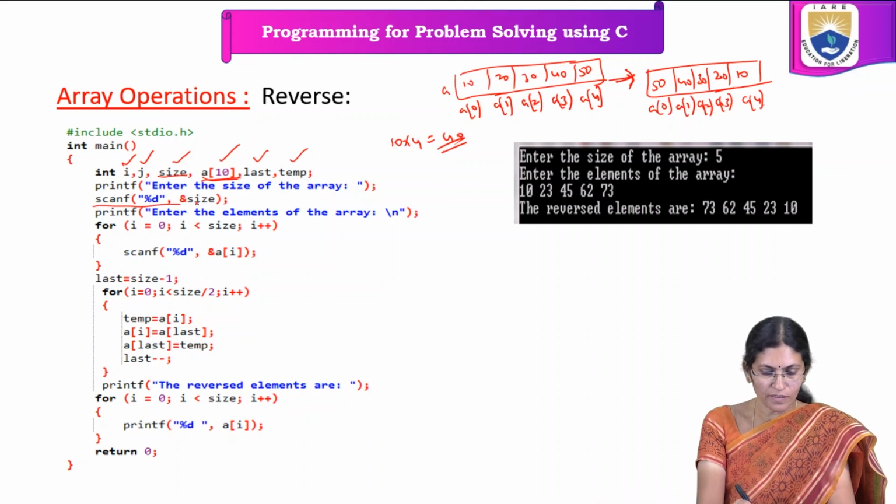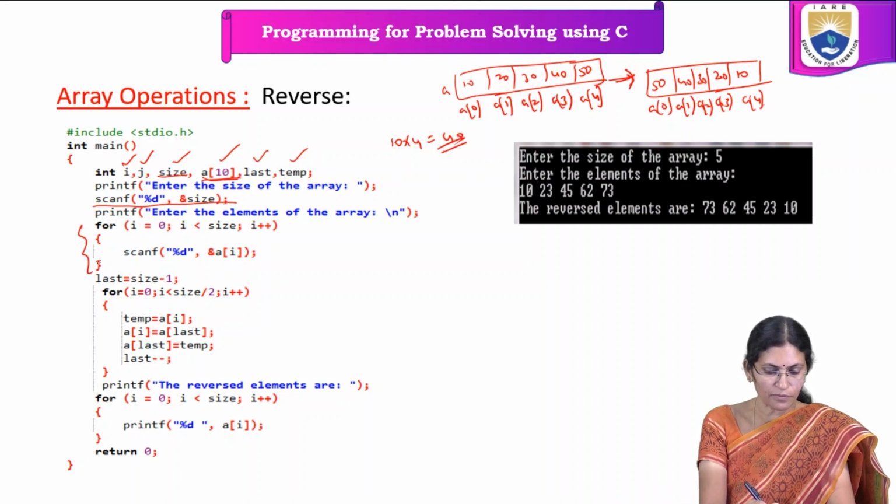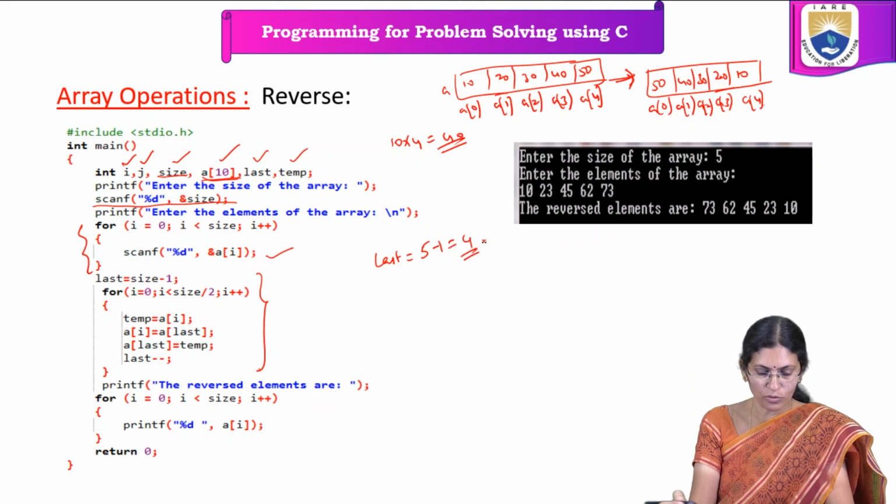Next, this is the scanf which reads the value of size from the user. Next to this, the scanf function is used to read the array elements from the user. This is the part of the code which is used for the reverse operation. Here we have declared one variable, last. Last is a variable which is storing the value size minus 1. Suppose the user is entering 5. So last will be 5 minus 1, which is equal to 4.